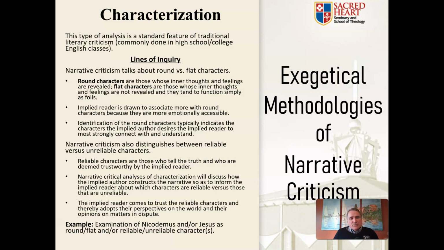So according to the narrative critical framework, the implied reader is drawn to associate more with round characters because they are more emotionally accessible. And identification of round characters typically indicates the characters the implied author desires the implied reader to most strongly connect with and understand. Okay?